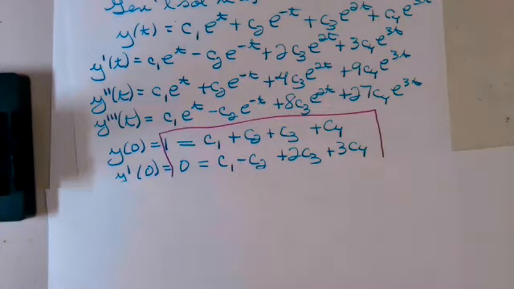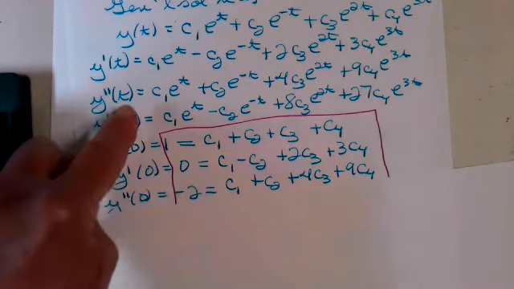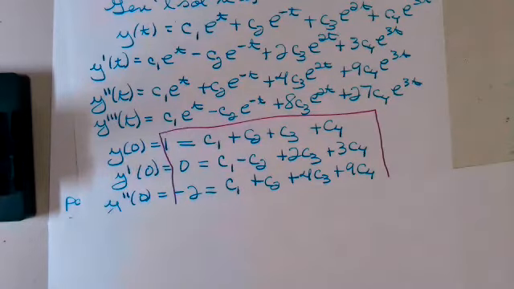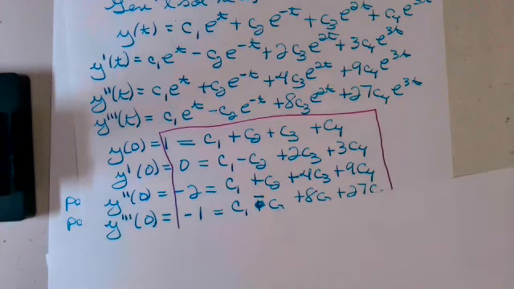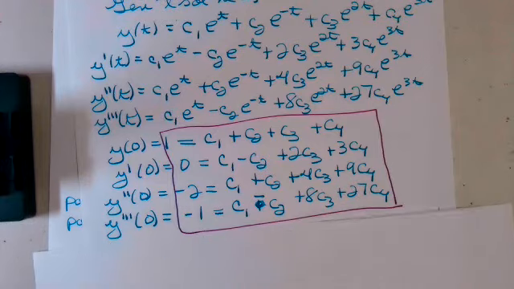Second equation. Now we do the same thing with the y double prime equals minus 2 condition. You plug in t equals 0 in this one. It has to be minus 2, and then see what that gives you on the other side. Then you do the same thing with the third derivative at 0. All right, and now what that gives you is 4 equations in 4 unknowns.